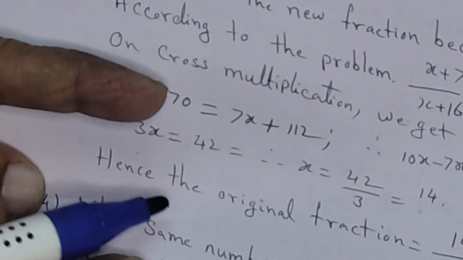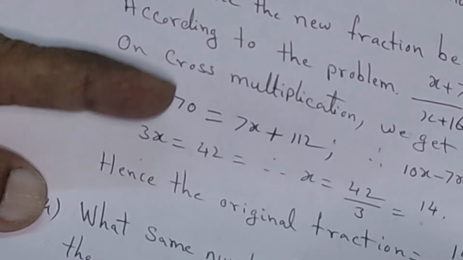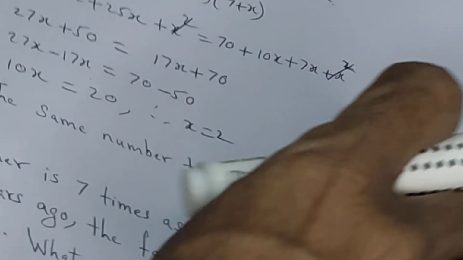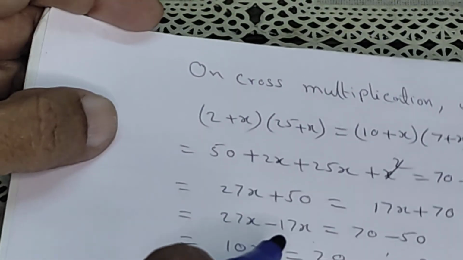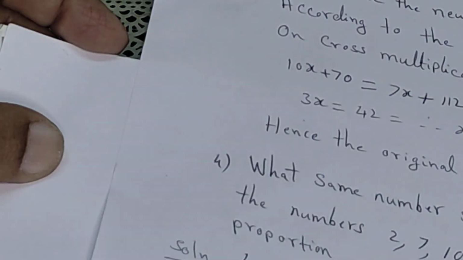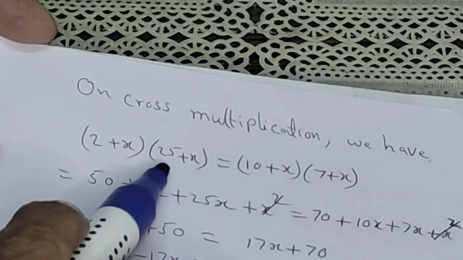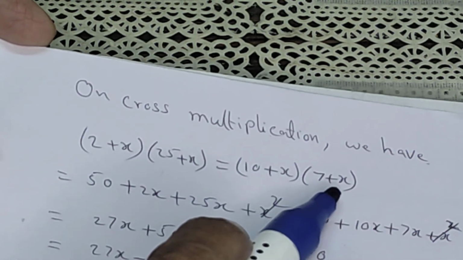Okay. Now you need to solve this. I told you, first you need to frame the equation. Now the equation is framed. Now solve the equation. How do you solve it? On cross multiplication, what do you get? (2 plus x) into (25 plus x), and this and this. So that's what I did. (2 plus x) into (25 plus x) is equal to (10 plus x) into (7 plus x).